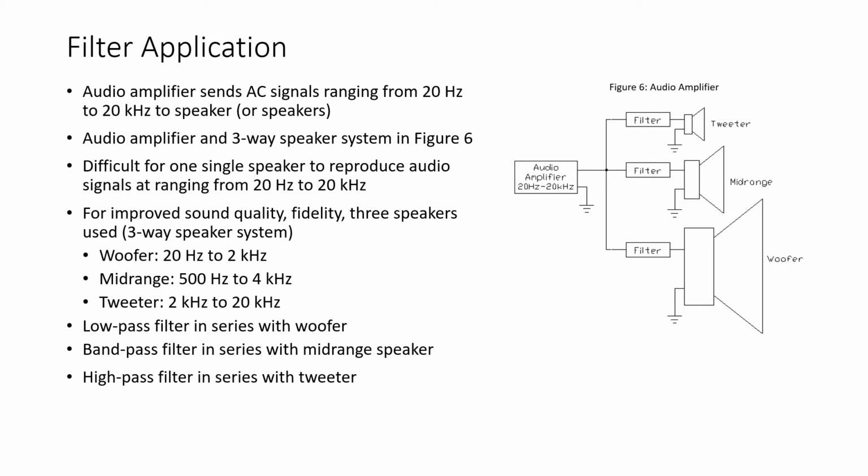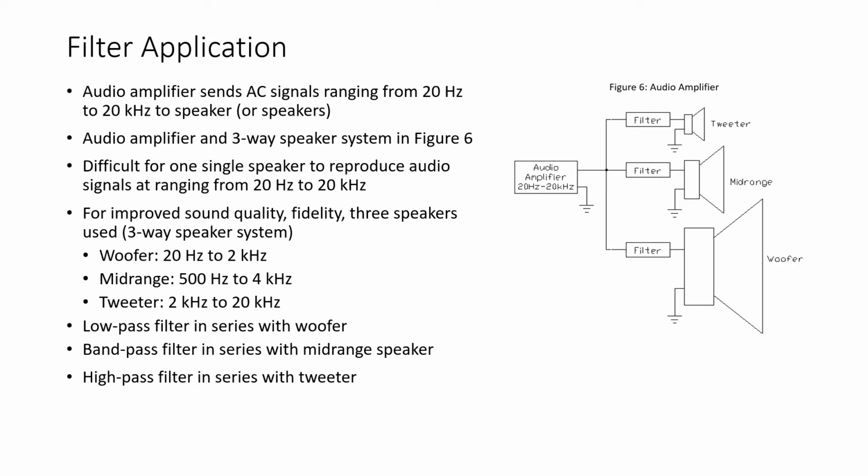So in order to provide improved sound quality, or what's called fidelity, we use what's called a three-way speaker system, where the woofer is used to reproduce audio signals ranging from 20 Hertz to 2 kHz, the mid-range speaker to reproduce audio signals from 500 Hertz to 4 kHz, and the tweeter reproduces audio signals from 2 kHz to 20 kHz.